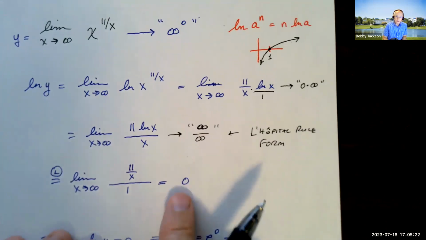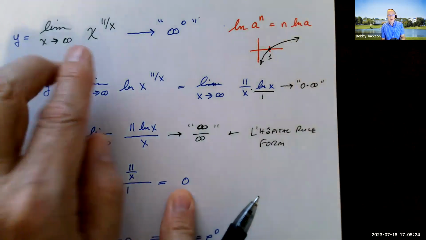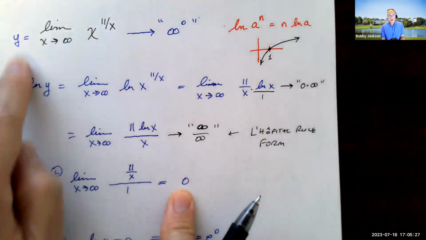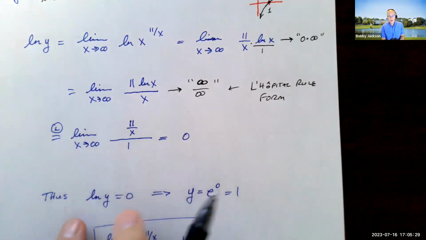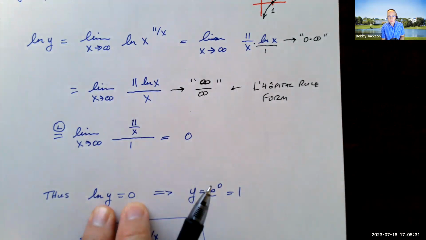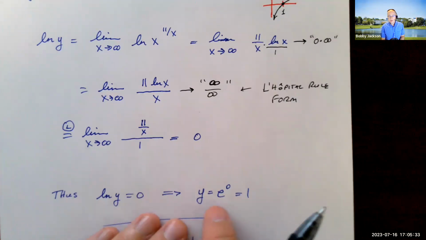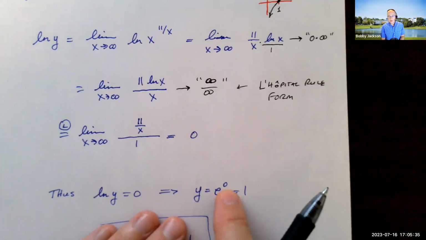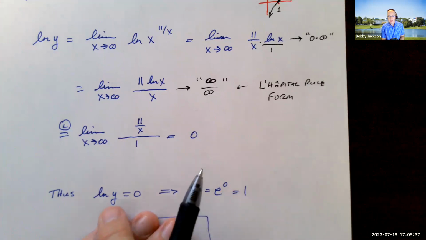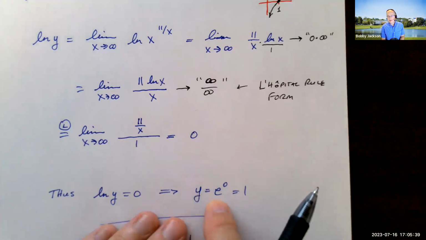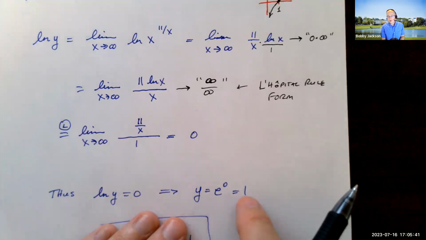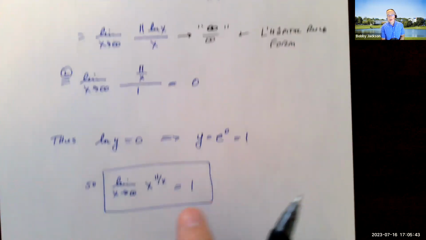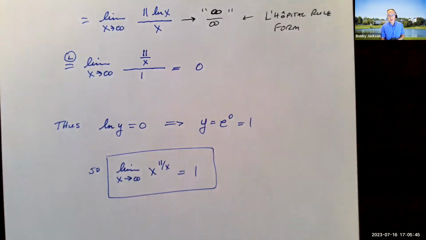Now, real important, that's not our limit. Remember, our limit was this. We called it y, but we have the natural log of y. So the natural log of y is 0, which means y is what? e to the 0. Remember, the logarithm is the exponent on our base. In this case, natural log, the base is e. e to the 0 is, of course, 1. So that indeed is the value of the limit.